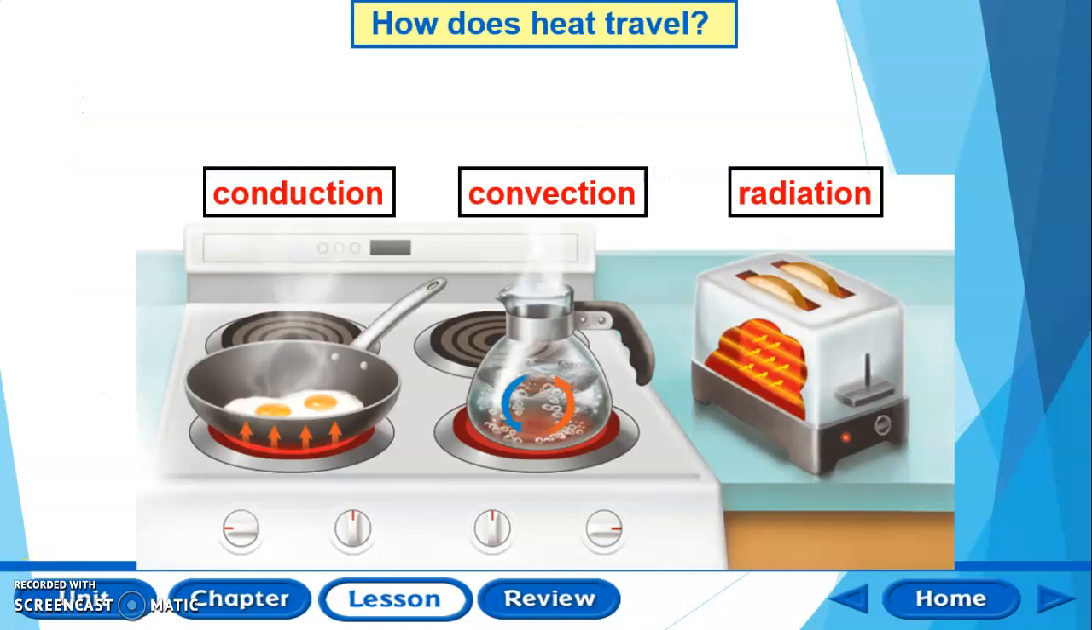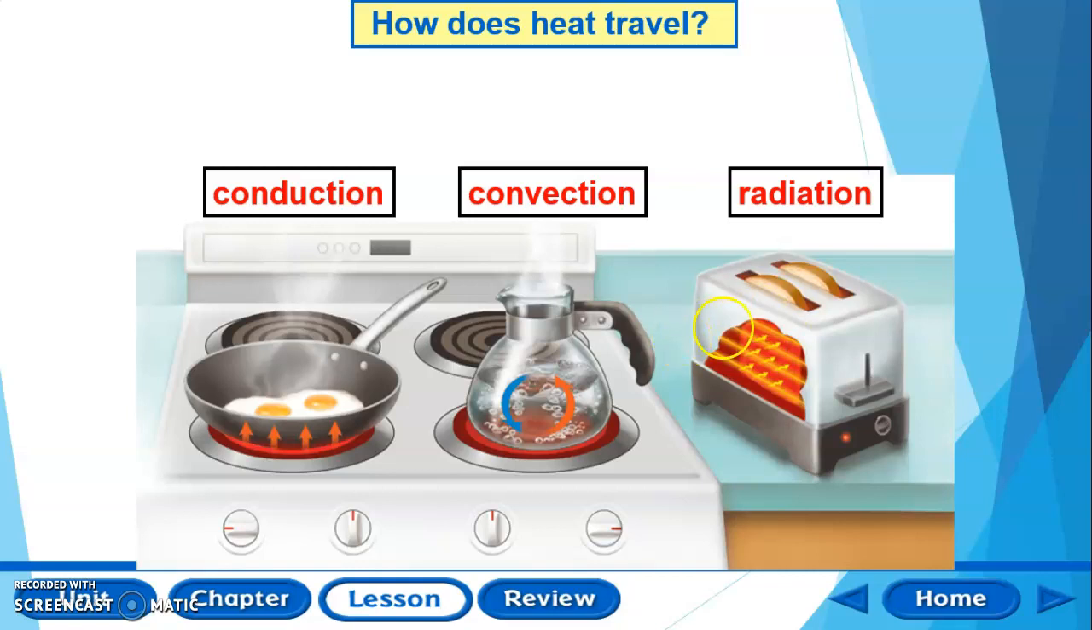Okay, hypothetical situation. Imagine that you are stirring a hot chocolate milk, and then you notice that the spoon is too hot to hold. Okay, that cocoa warms the spoon, and the spoon is warming your fingers. So how did the heat get from the chocolate milk to your fingers? We're gonna talk about how does heat travel.